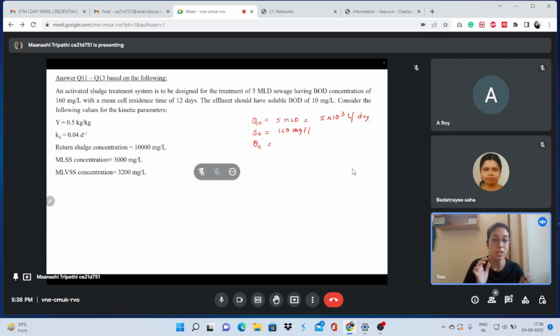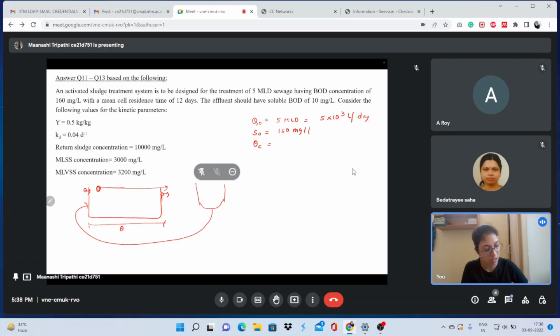So mean cell residence time is different from detention time. Detention time means for what time a liquid is coming inside and leaving. So this time is detention time, that we represent by theta. What is mean cell residence time? A microbe is there, microorganisms. It is there inside. It will go out after some time. But from the SST, what happens? Some things come inside also, right? So this microbe, if it is going out, it will come inside also. So the time for which this microbe is inside the tank will increase. So that is why theta C is in days and this theta is in hours, typically 6 hours.